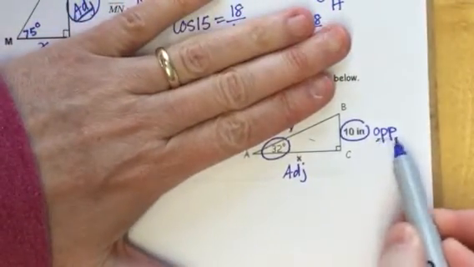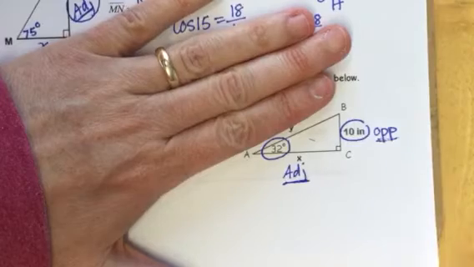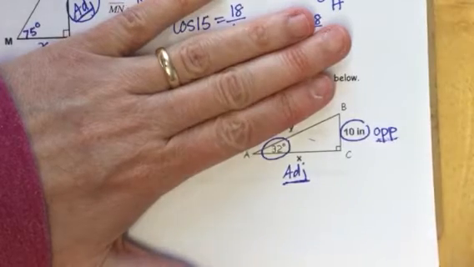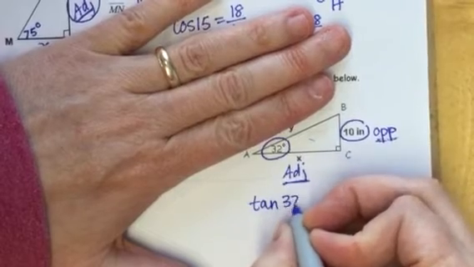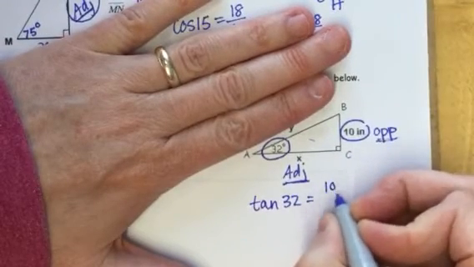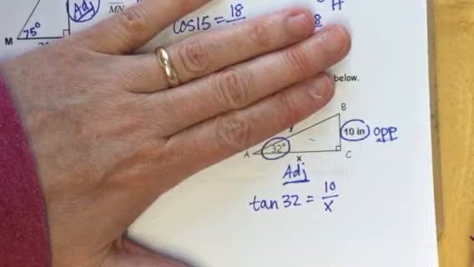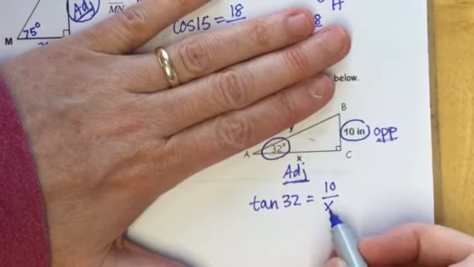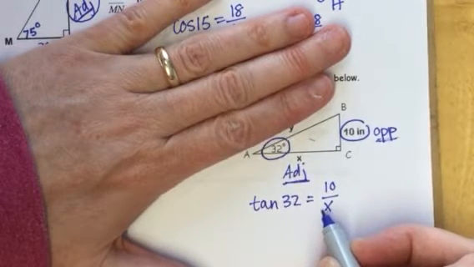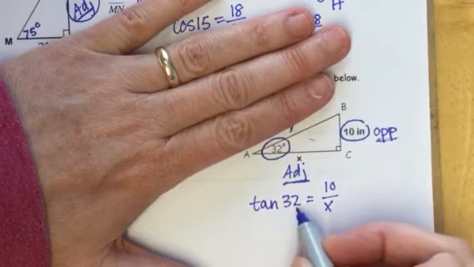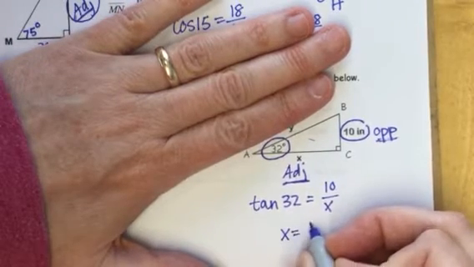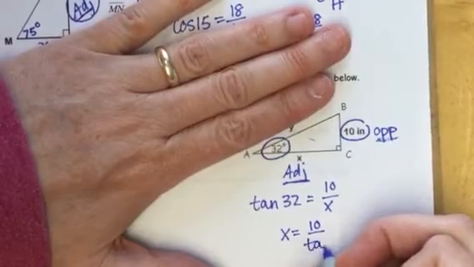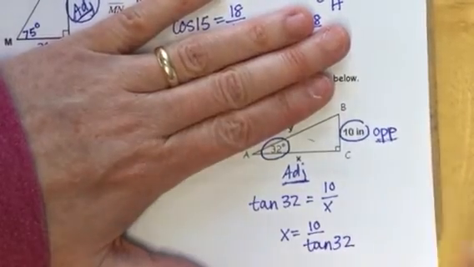So we're going to use opposite and adjacent. The trig ratio that uses those 2 things is tangent. So we have tan 32 equals opposite over adjacent. We have the variable on the denominator. We talked about this in the previous one, so what ends up happening is these 2 just swap places. So we know that x is equal to 10 divided by tangent of 32 degrees.